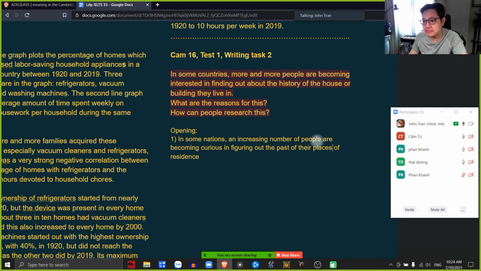Places, because there are many people. Số nhiều cho nên places. Nhiều người thì nhiều nơi sống thôi. The past, figuring out the past of their places of residence. And then you can mention the reasons right here, or you can write it at the body part.